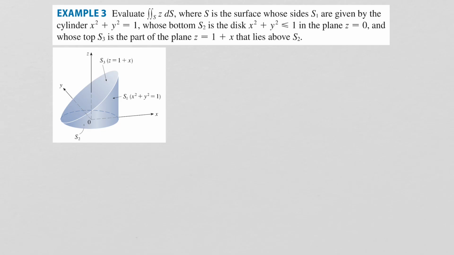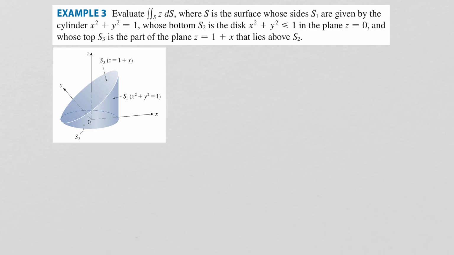Next, let's evaluate the double integral over the surface S of the function z, where S is the surface whose sides are given by the cylinder, x squared plus y squared is equal to 1, which is the graph you see here. x squared plus y squared is less than or equal to 1 in the plane z equals 0, so that is simply the unit circle in the xy plane.